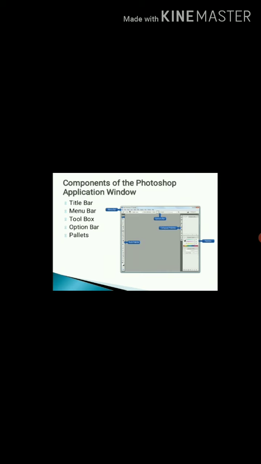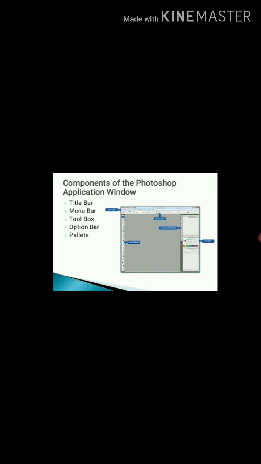Next is toolbox. It is situated on the left side of the window. Toolbox contains various tools available in Photoshop like marquee tool, move tool, editing tool and so many others. On the right side of the window there is color palette, collapsed palette.